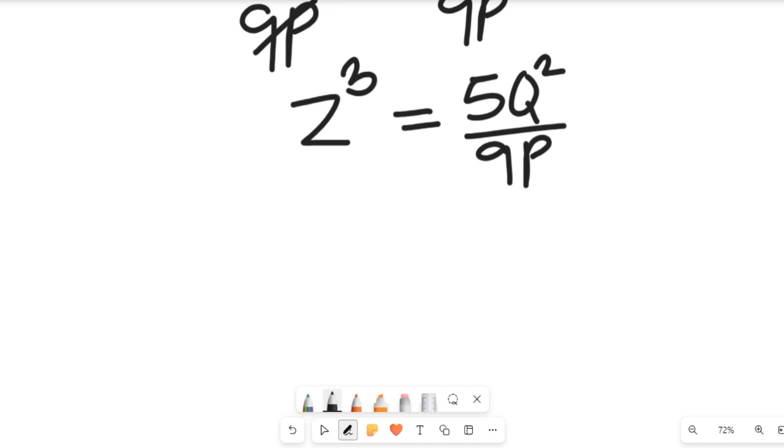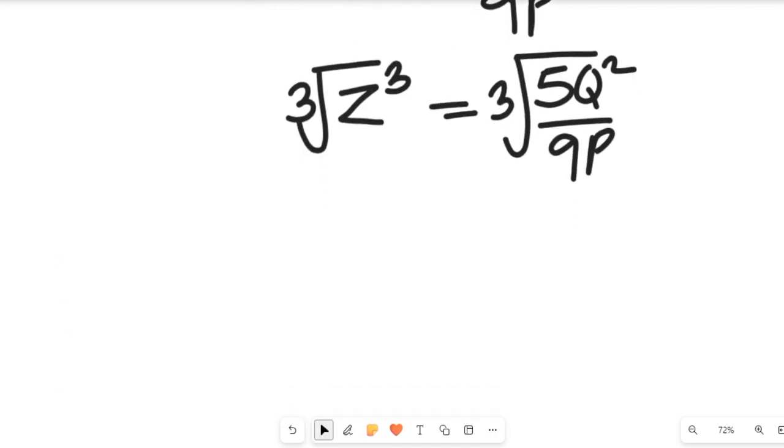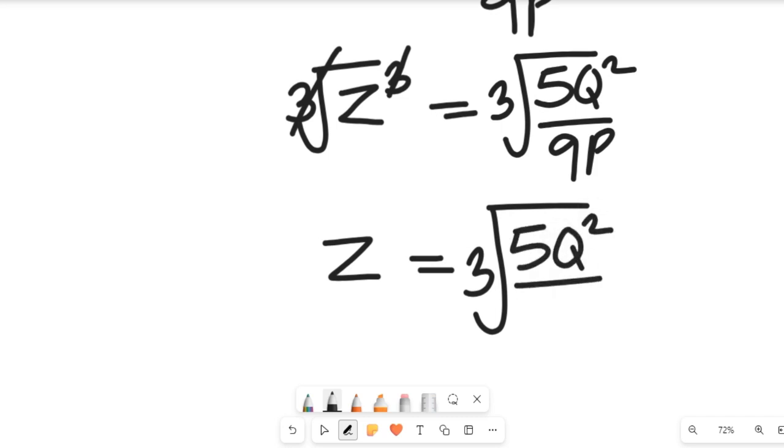To clear the cube that is with z, we are going to cube root what? Both sides. So if we cube root both sides, we are going to find out that this other side will also be what? The cube root. And this will be 5q squared divided by 9p. So this is going to give us the value as cube root clears cube. Z will be equal to the cube root of 5q squared divided by 9p.